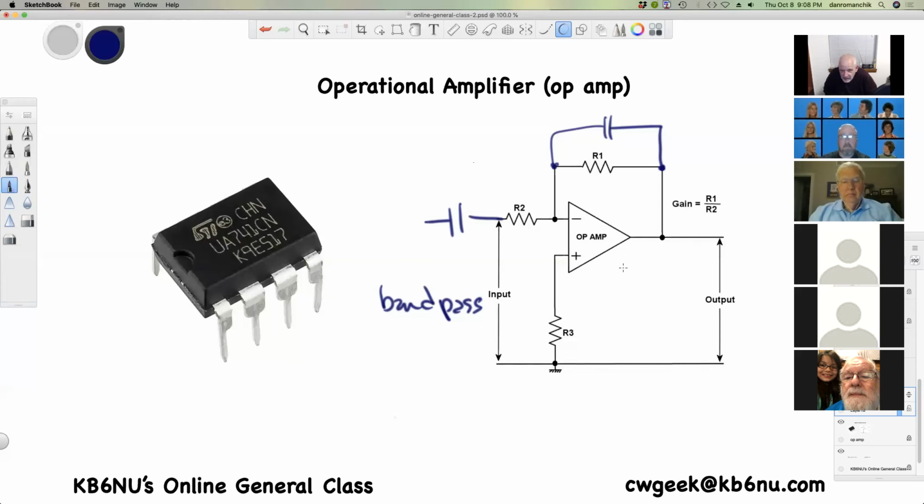And we talked about in the tech class what the width of a filter should be for different modes, right?